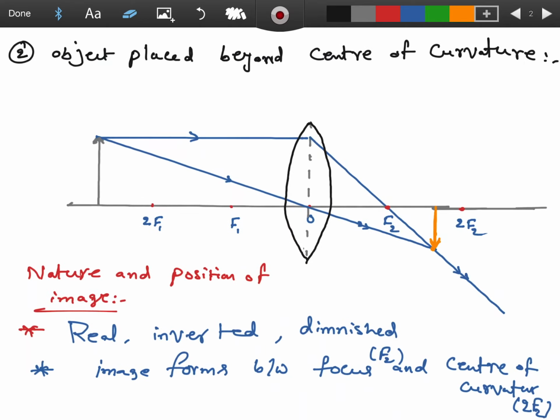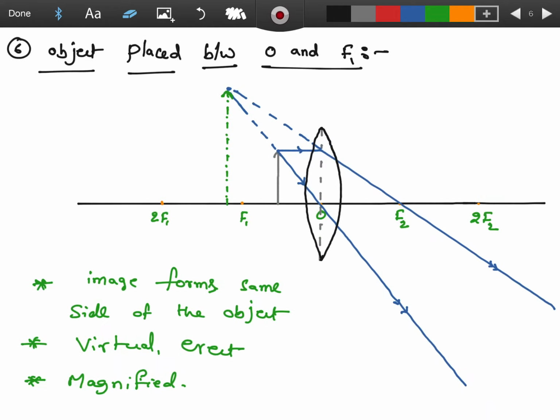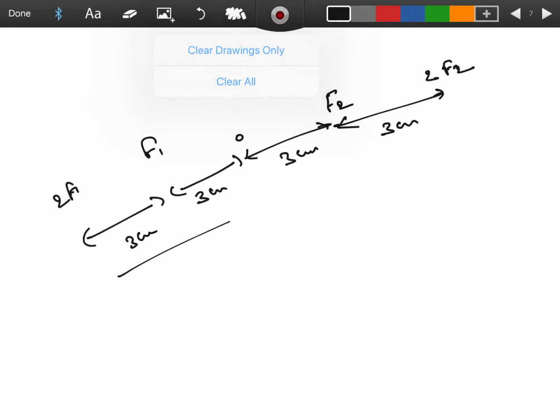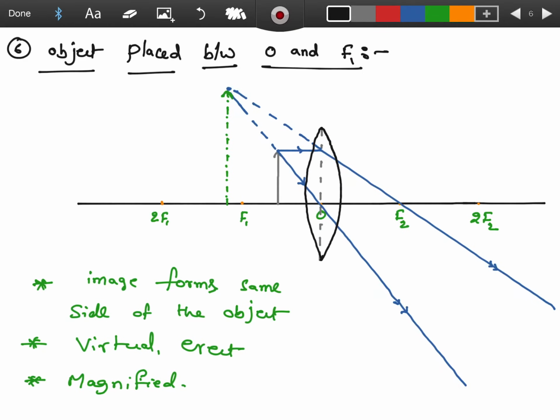Next, this one. In all the cases, you need to remember, students, for better representation take from optic center to F1 a length of 3 centimeter, and to 2F1 3 more centimeter. Similarly, on this side also F2 3 centimeter, and 2F2 3 more centimeter, like this you need to take. I hope it is clear to you. This is the easiest method.